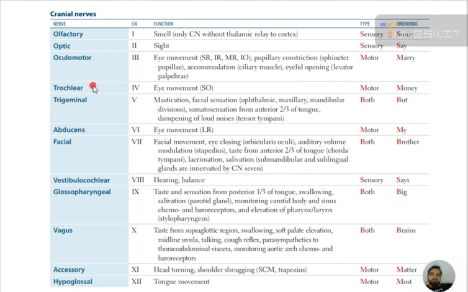Trochlear, the fourth cranial nerve, it is also associated with eye movement, so it is motor in nature and it supplies the superior oblique.